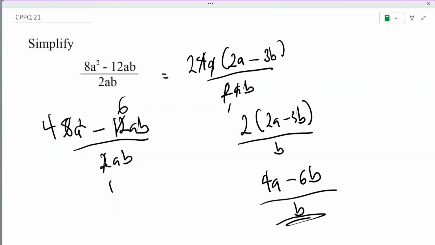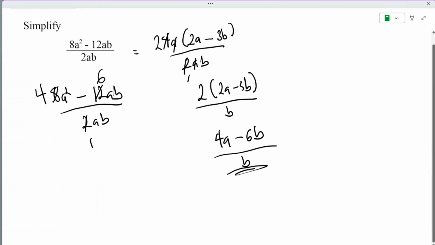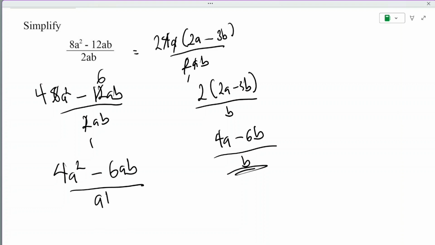The reason why we divided both terms at the numerator level by 2 is because 2 can go in both of them. A can also go in both of them, but b can only go in one. And if b can only go in one, we don't use it. A can go in both 4a squared and also 6ab. Let's rewrite so we can get it clearly. So you are left with 4a squared minus 6ab over ab.